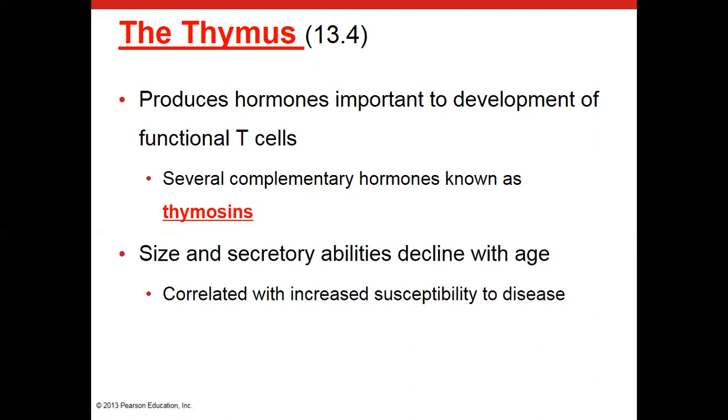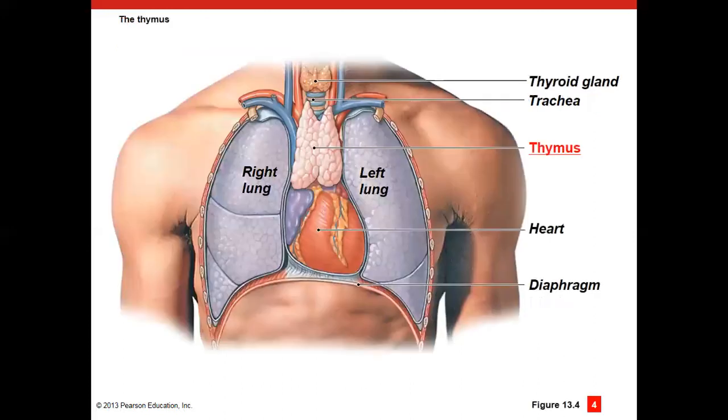The size and the ability of the thymus to secrete thymosins declines with age. And why that happens, we're not 100% sure. There's the thymus. So it kind of sits right on top of the important vessels that are headed into and out of the heart.